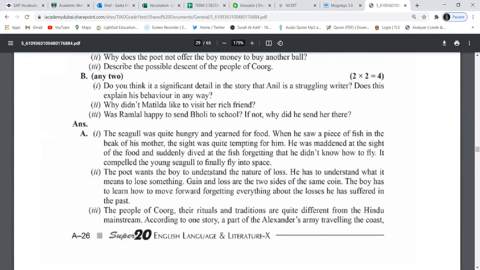Look at the literature answers. I would definitely not give you marks for this. It should begin with the writer's name, the type of prose. If it's a short story, write short story. Then the title and strong verb and complete the sentence. Full stop. It is evident that, it can be cited that, it can be deduced that. Only then this answer would fetch you marks.